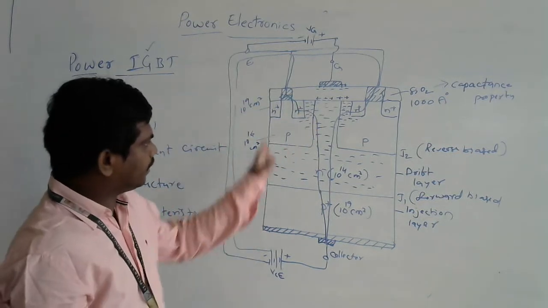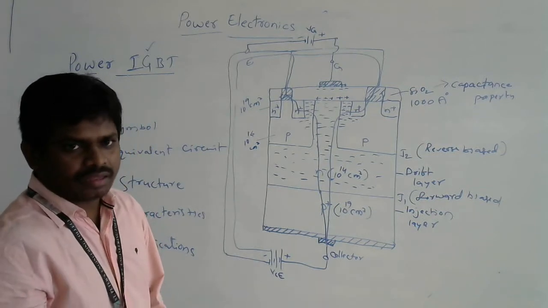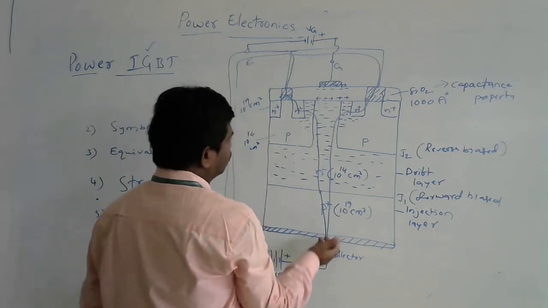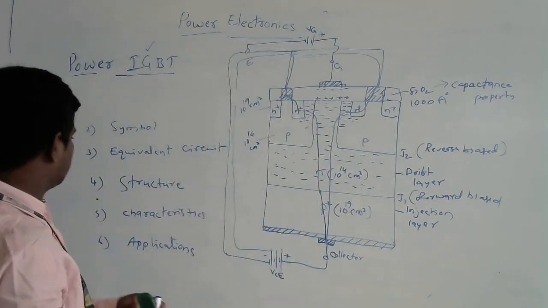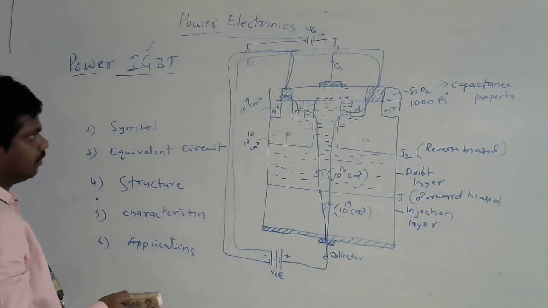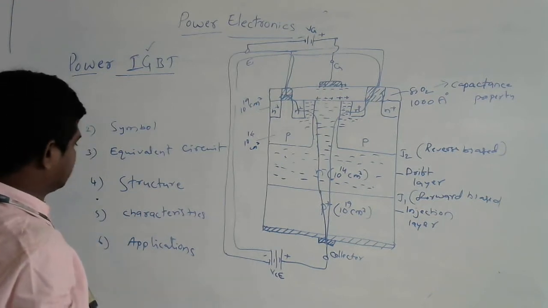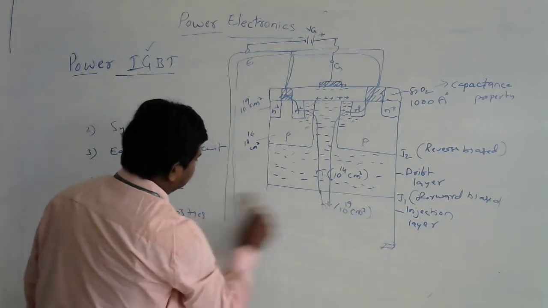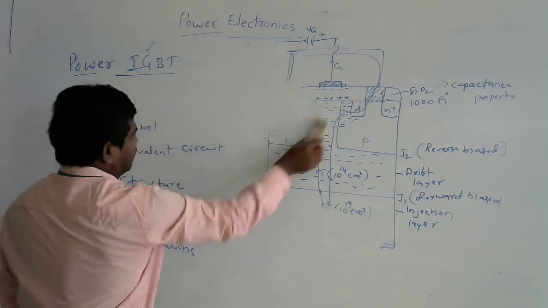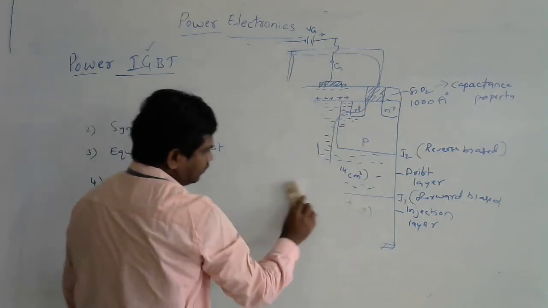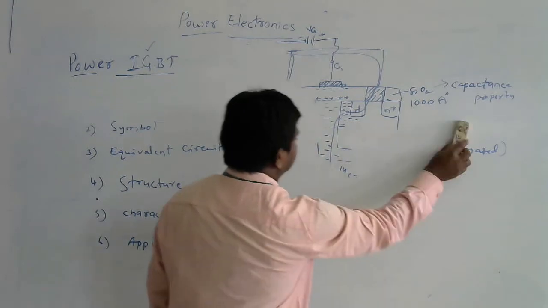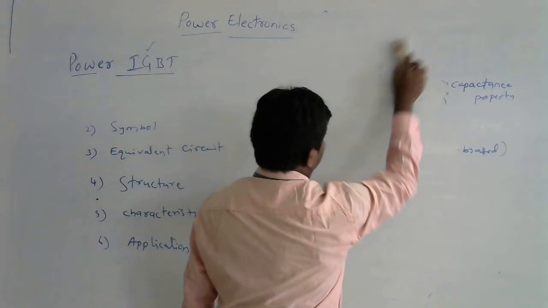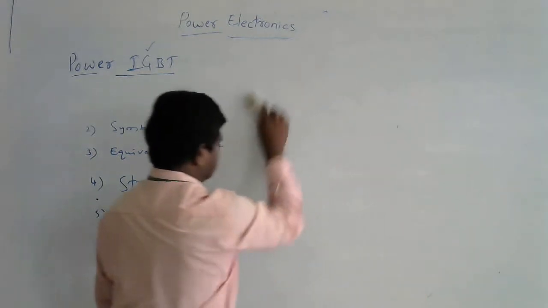After creating the N channel, we are able to easily make the current flow inside the device, right? Then we will see the characteristics, with the help of the equivalent circuit. There are two types of characteristics for the power IGBT. We'll see them one by one: first the transfer characteristics and later the output characteristics.